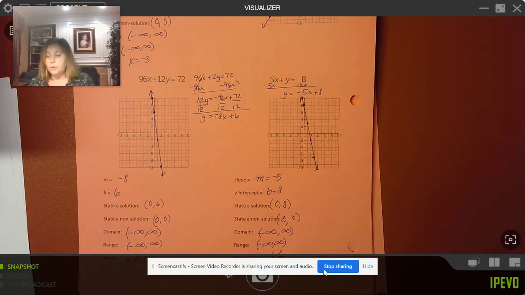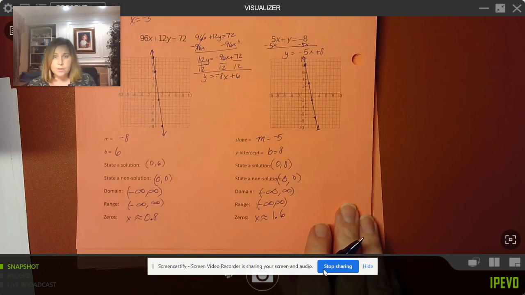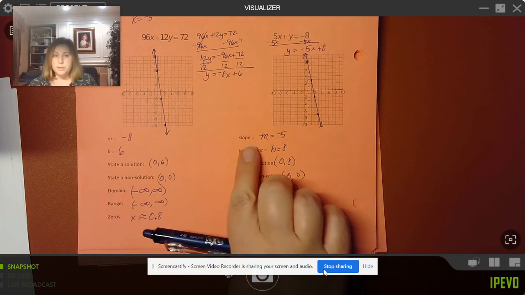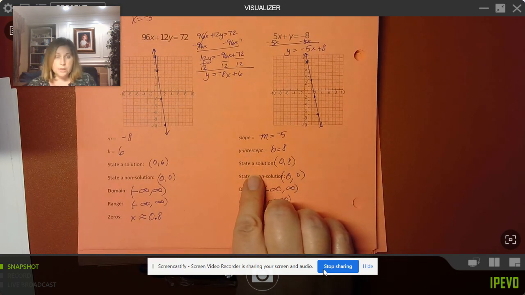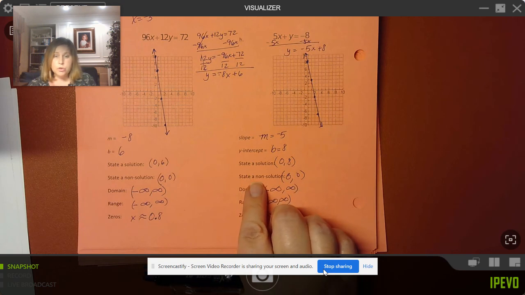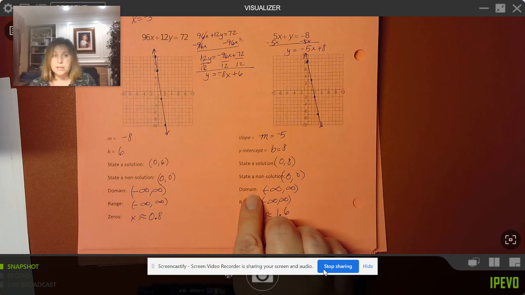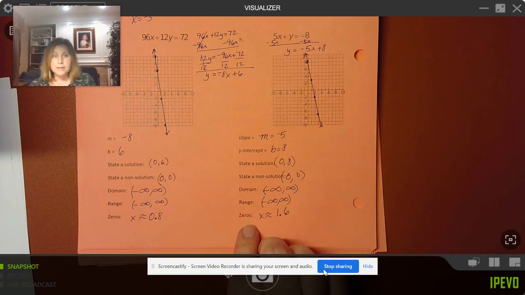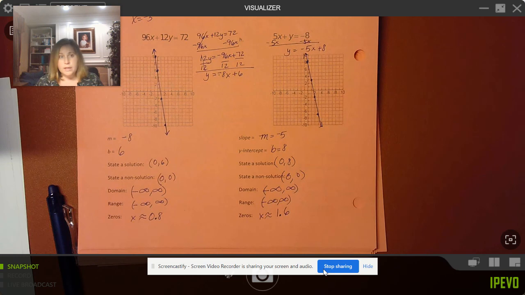Okay. All right, and that is graphing a line in slope-intercept form. Calculating the y-intercept, graphing the y-intercept, and using the slope to plot additional points on the line. And we also talked about characteristics of a line. So what is the slope? What is the y-intercept? Can you state a solution? Can you state a non-solution? Can you tell what the domain is? Can you tell what the range is? And can you approximate a zero? So that is information on identifying characteristics of lines in slope-intercept form.